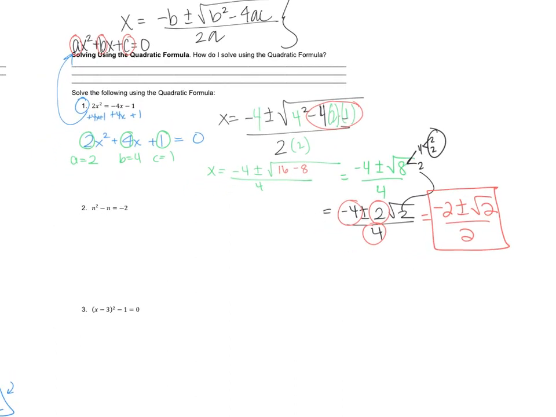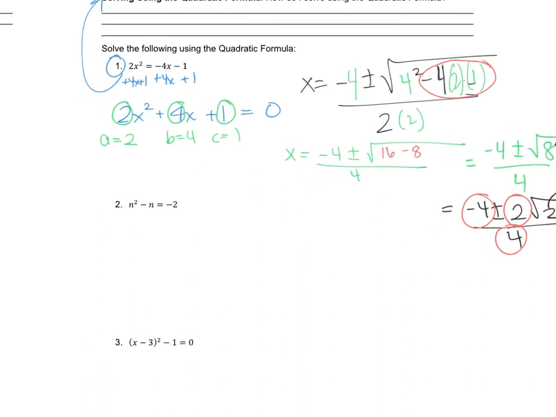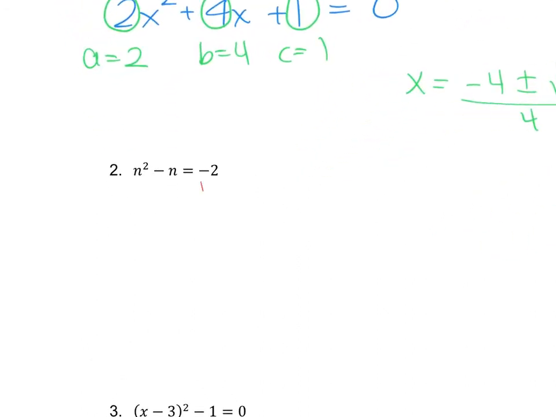All right, let's try that again with number 2. We want it to be in that standard form, so we add 2, we have n squared minus n plus 2 equals 0. We want to identify our numbers in the front. I actually have to put the coefficients. If you don't see it, it's a 1. So our a is 1, b is negative 1, and c is 2.